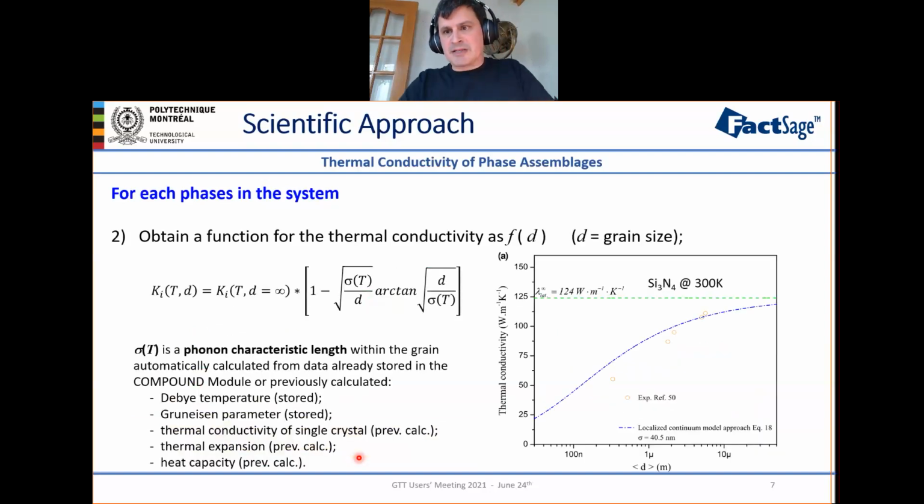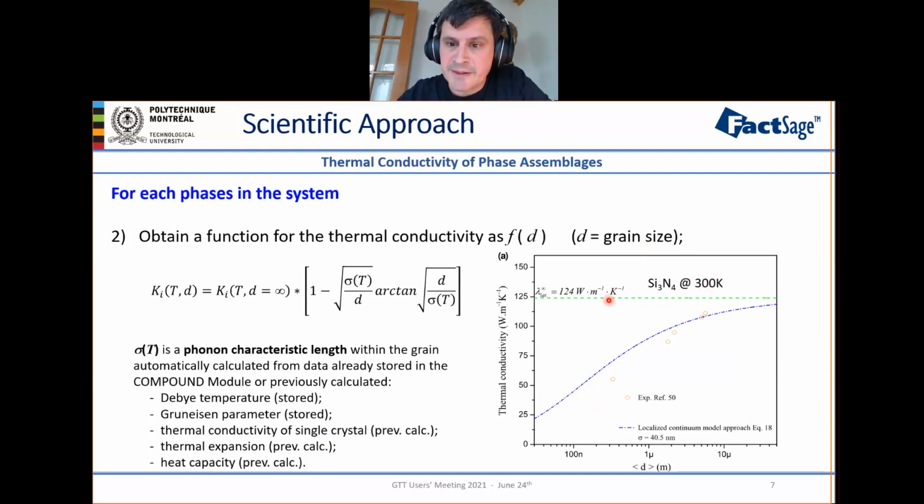The second step is to derive an expression for the thermal conductivity as a function of the grain size. For big grains, the grain size has no impact, infinite size grain. But when we go below 150 microns, we start to have a small deviation, and below 10 micron, 1 micron, it can be very large.